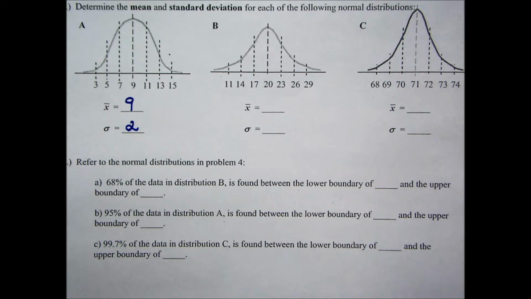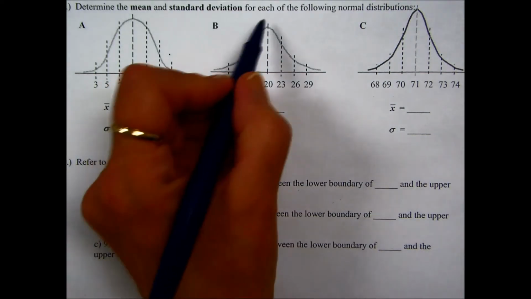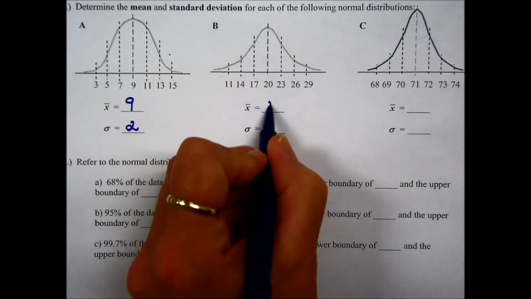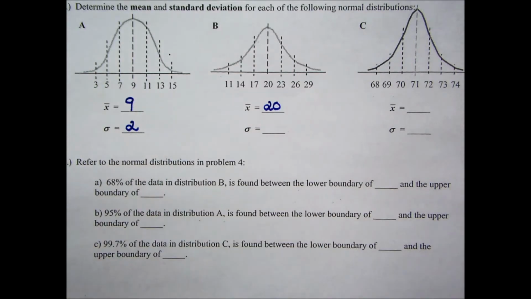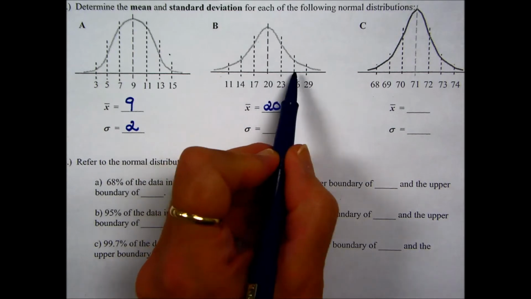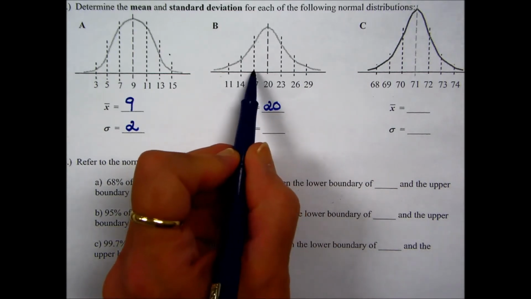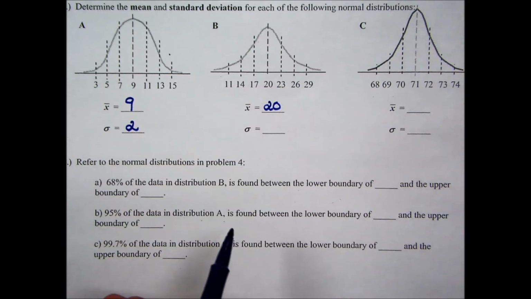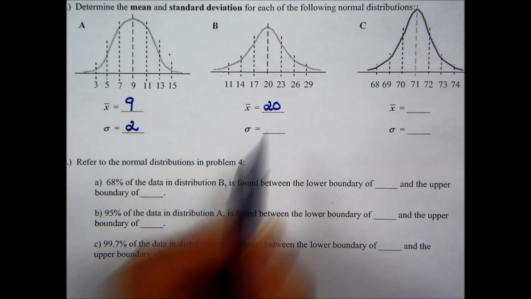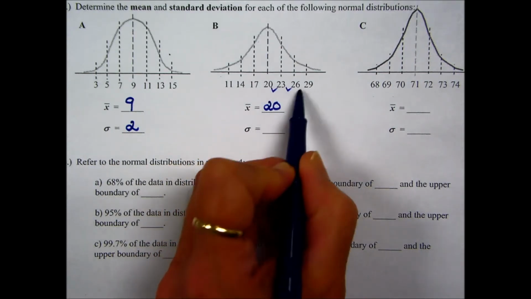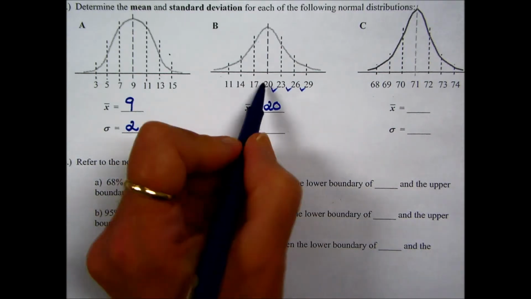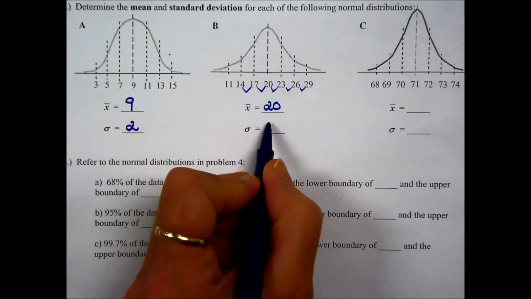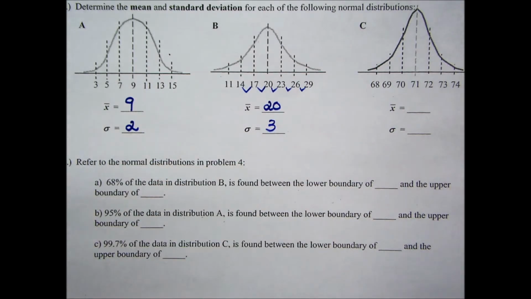In the next graph, the mean is in the middle. The middle value is here given as 20. Standard deviation is the difference between these upper boundaries or the lower boundaries for the 68%, the 95, or the 99.7. And if you look at adjacent numbers, every adjacent number is differing by 3. So the standard deviation for this problem is 3.